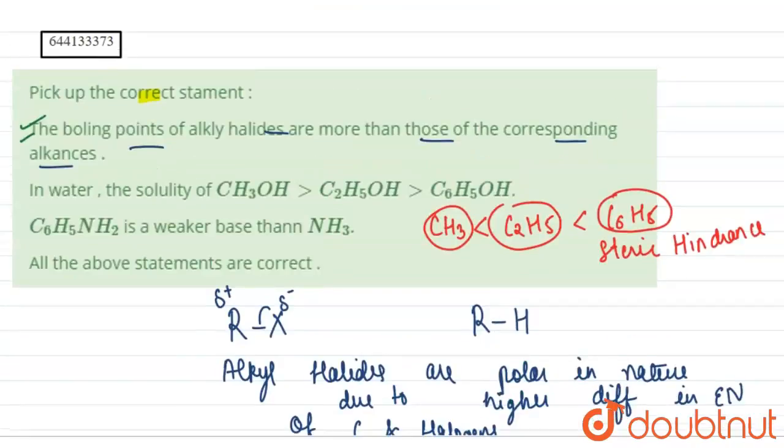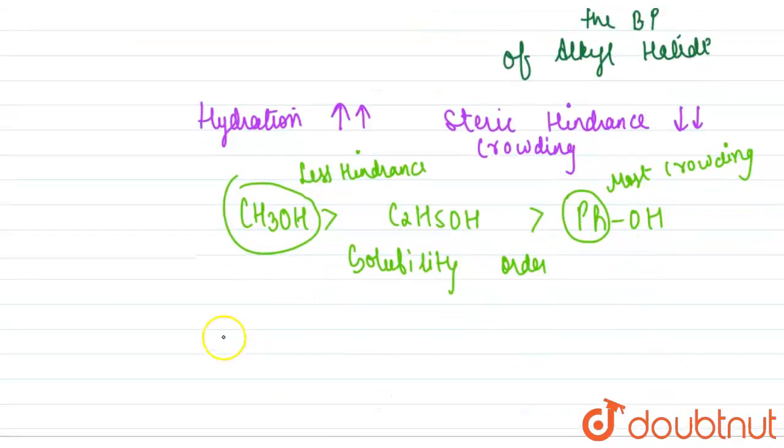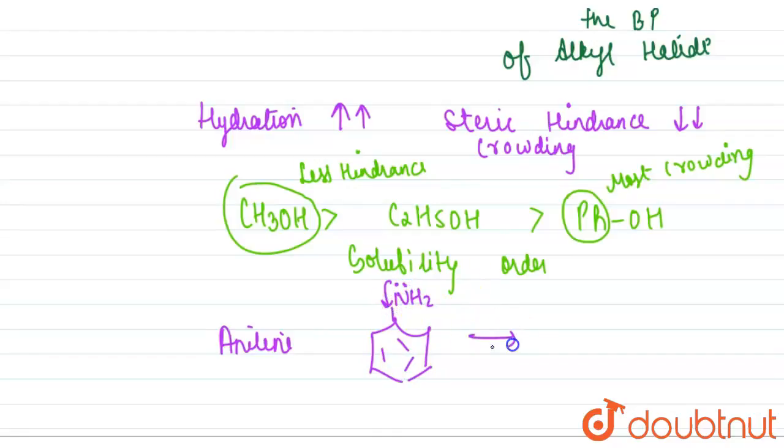Now coming to the last statement, that aniline is a weaker base than NH3. Yes, it is true. Why is it true? Because aniline is this compound, and we know that the lone pair of electrons of aniline is involved in resonance. We will get this resonating structure, and we'll now have a double bond with carbon. These electrons are transferred here. So this carbon has a negative charge, and nitrogen has a positive charge.